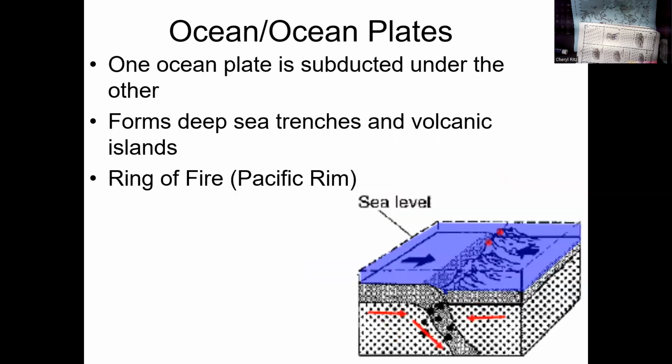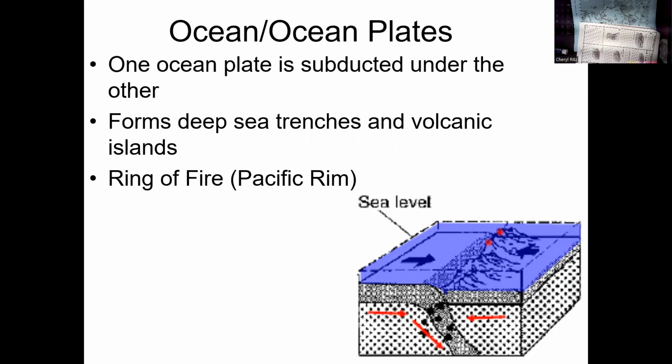The next one is oceans hit oceans. Again, one ocean plate is going to be subducted under the other. These will form deep sea trenches. So the same idea, a trench will be made. They're just going to be in the middle of an ocean. And they're still going to pop up those mountain ranges, but they will be more in the form of underwater volcanoes.